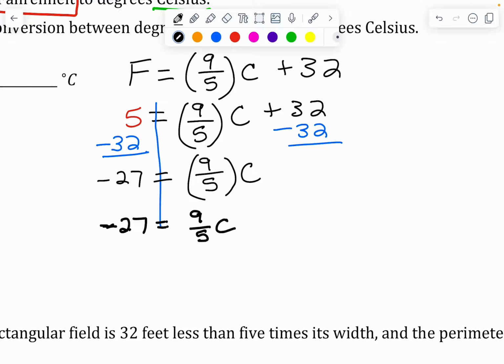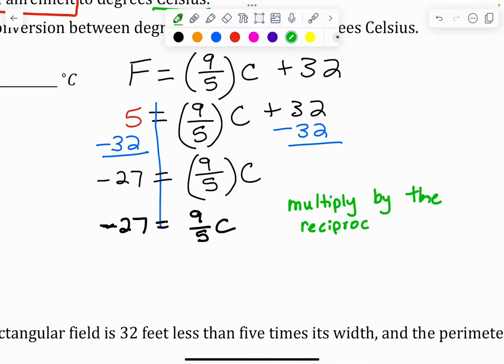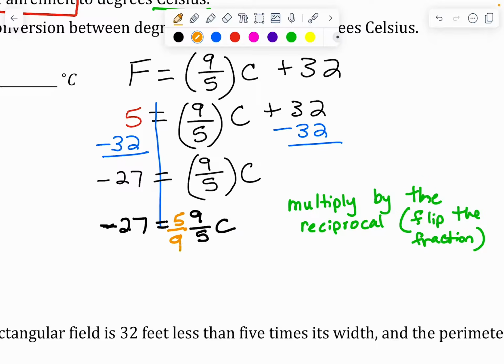So now for us to get rid of the fraction, we are going to multiply by the reciprocal, which means flip the fraction. So we're going to take this fraction and we're going to flip it, and we're going to multiply by 5 over 9.